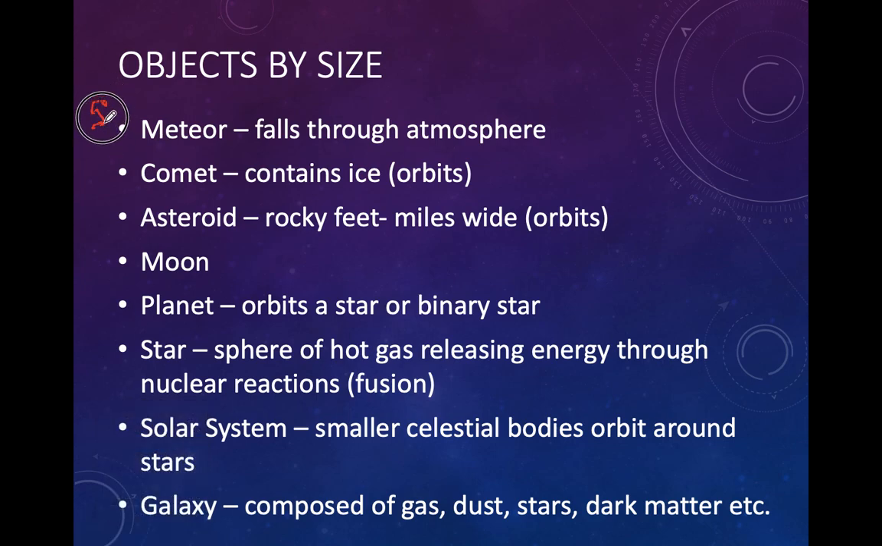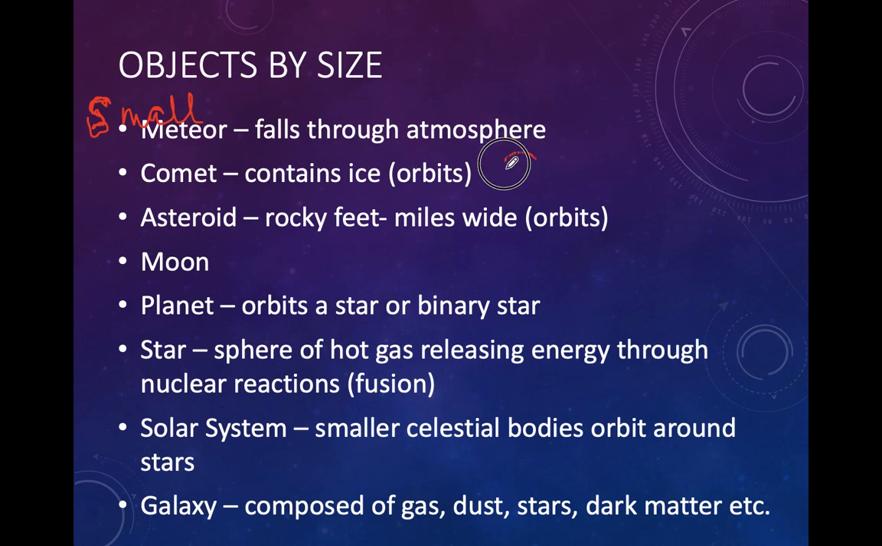So this is really small, which is why I'm trying to write an S. Small. Okay, so small meteor. And that's what falls through our atmosphere and catches on fire. So shooting stars. A comet contains ice.